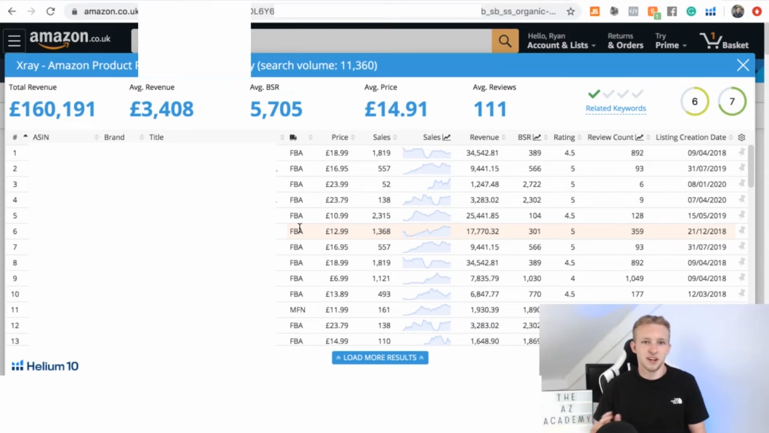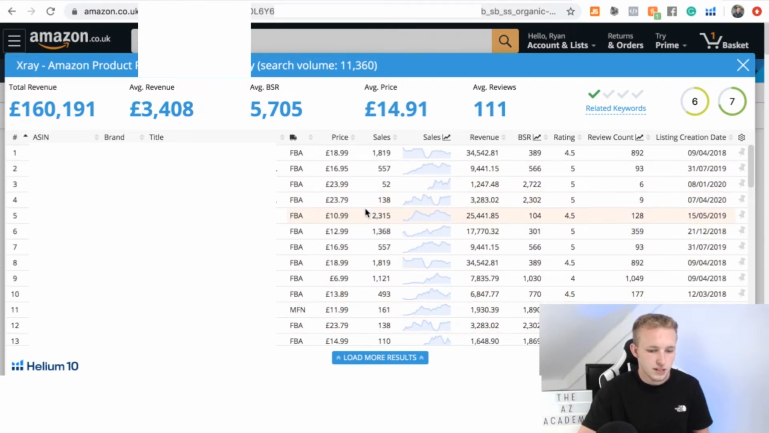If you found a product and nobody's doing FBA with it and everyone's doing MFN or it's just Amazon selling it, then there is a reason for that. Either the product is too big, it's too heavy, there are some sort of restrictions, or there's some reason why people aren't doing it. You're not just the first person to think about doing it. So seeing all FBA here is absolutely great.